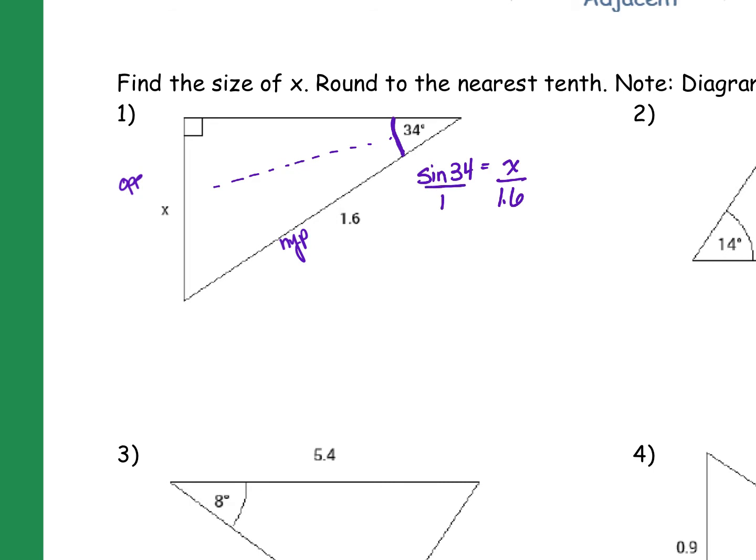And I'm going to make 2 fractions by putting that over a 1. So I have a fraction equaling a fraction, right? And we've done this before, correct? A fraction equaling a fraction. How do I solve that? Cross multiply. So I cross multiply, right? So I get x equals 1.6 times the sine of 34. Now the question is, how the heck do I know what the sine of 34 is, right?